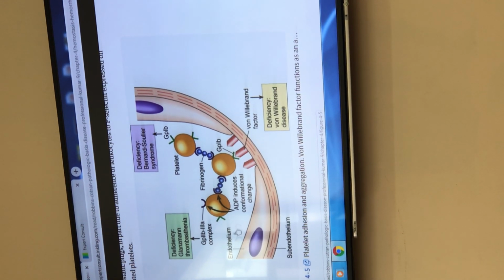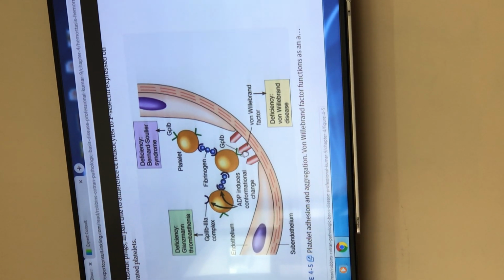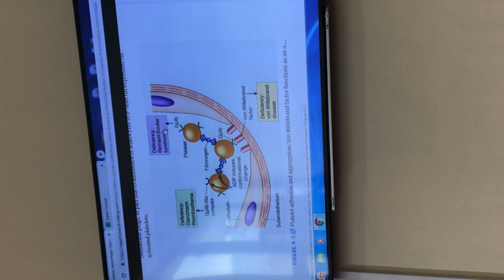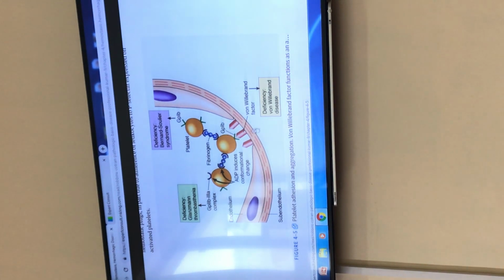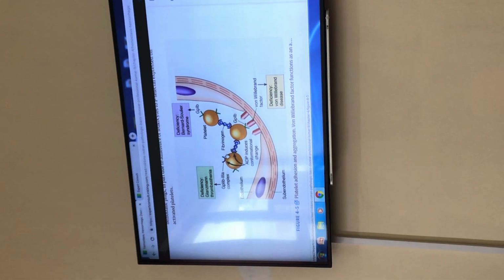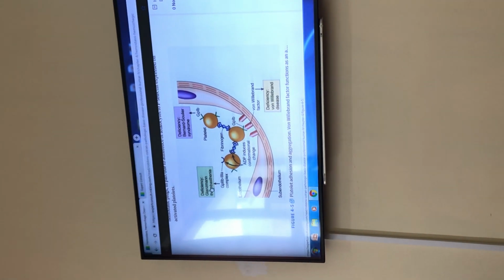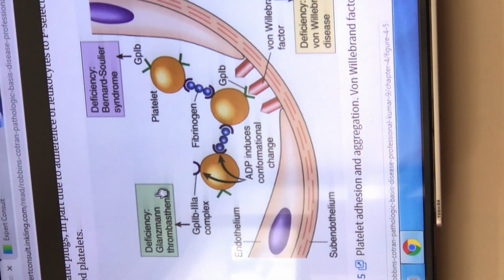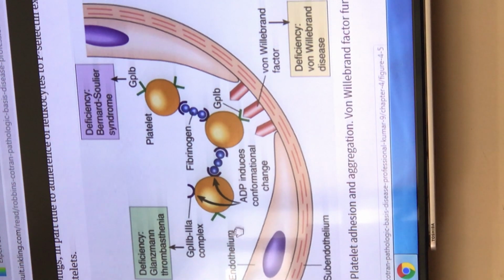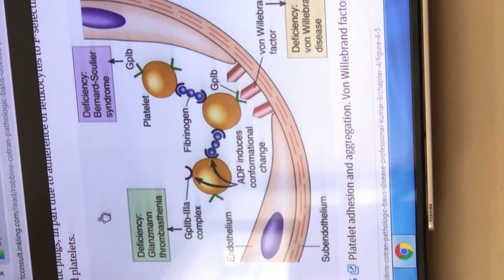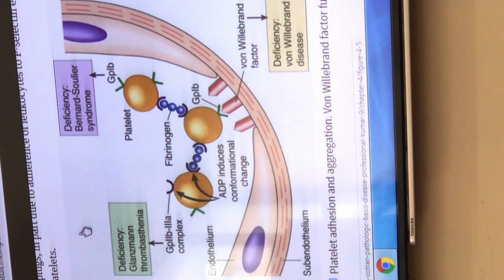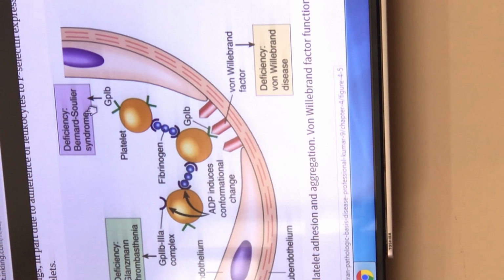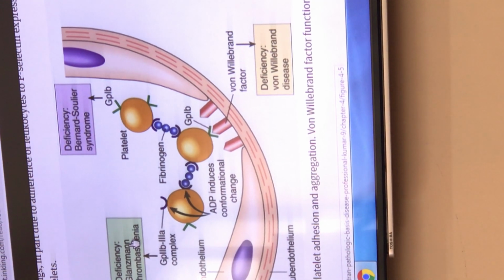When there is deficiency of GPIB, which causes adhesion, it's called Bernard-Soulier syndrome. And when there is deficiency of GP2B3A, it is called Glanzmann thrombasthenia. So these are bleeding disorders due to deficiency of receptors. So anytime we learn new molecules, then we learn new diseases: von Willebrand, Bernard-Soulier, and Glanzmann thrombasthenia.